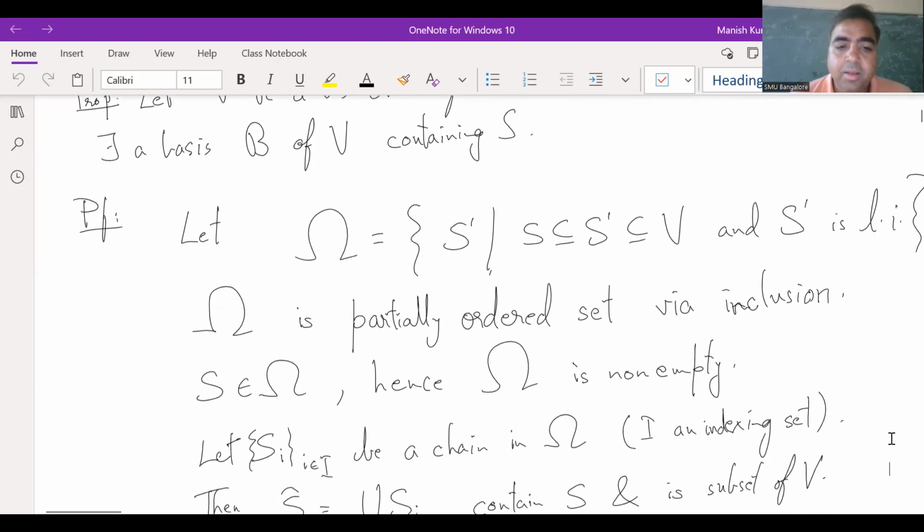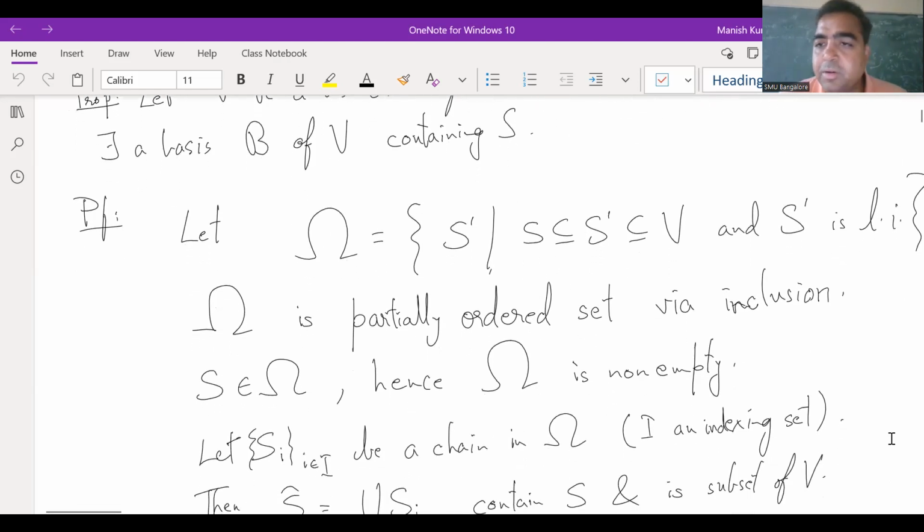So now you take any chain in omega. A chain in omega means you are taking a collection of subsets in omega such that given any two elements, one is contained in the other. So it's an increasing sequence, if you like. It need not be a sequence, meaning the indexing set I need not be countable, but it is an increasing collection of subsets.